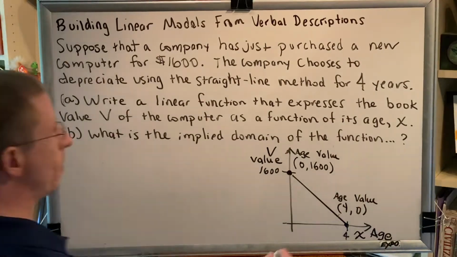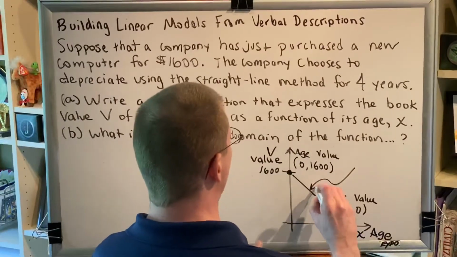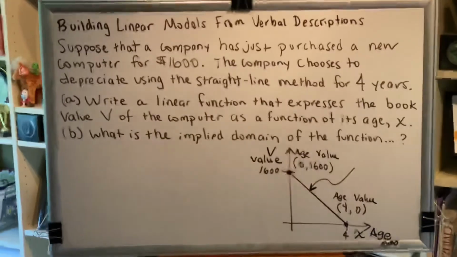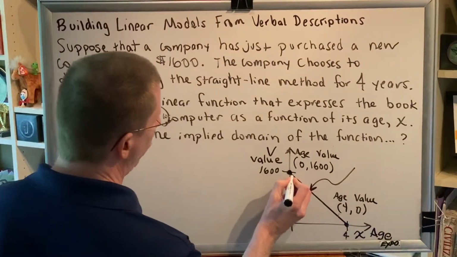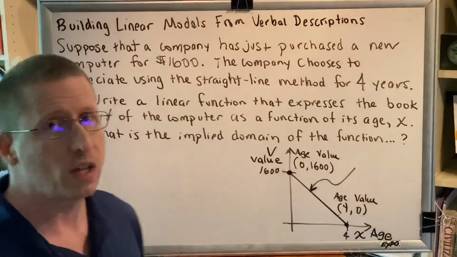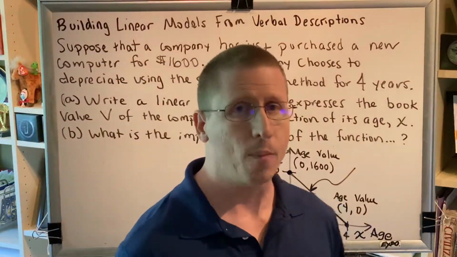That means if we can just come up with an equation for this line, we will have achieved the goal here. Write a linear function. So how do we come up with the equation of a line? Well, it's pretty simple. In order to write the equation of a line, you need 2 things. You need to know the slope of the line and a point on the line.